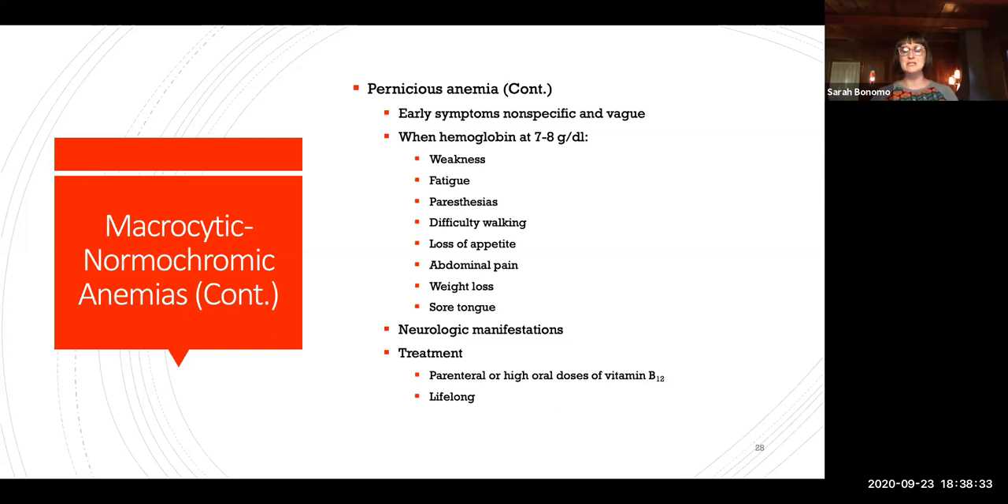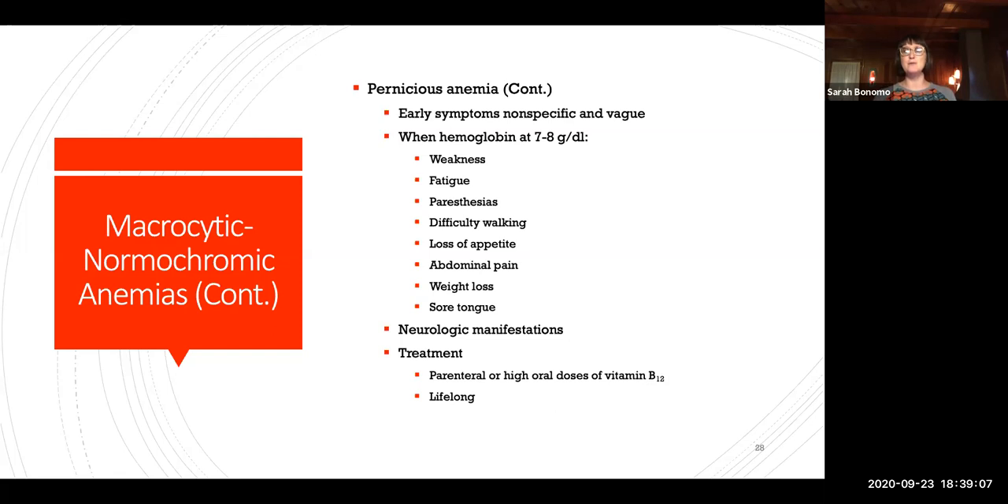And the problem is that these neurologic manifestations are not reversible. So if it gets to this point, unfortunately, we can't change what's happened in terms of the demyelinization of the nerve cells. So the treatment for this is pretty simple. It's either parenteral, meaning any route besides oral, besides going through the gut. So we usually give vitamin B12 shots, or high doses orally of vitamin B12 for the rest of your life.